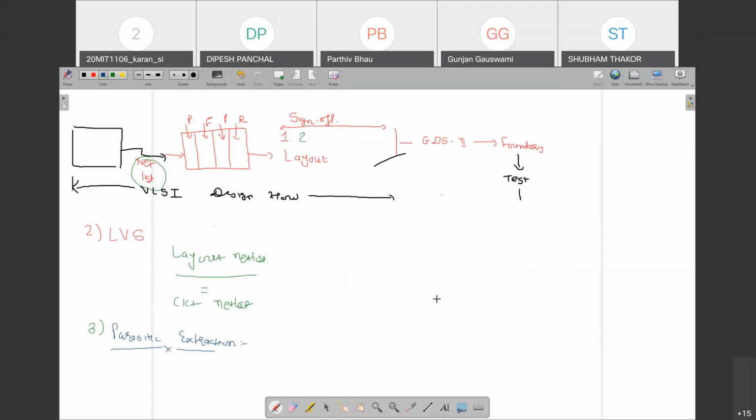Can anyone tell me why it is visible at high frequency, not at low frequency? Hello? So at low frequency the capacitor looks like an open circuit. X is 1 by 2 pi f equal to 0, X is infinity, open circuit. Okay, one answer. Any other answer?